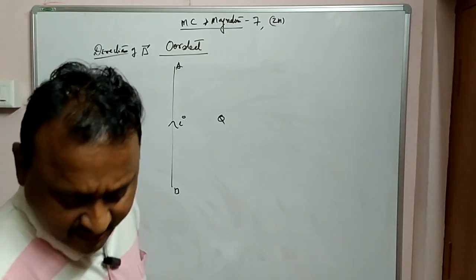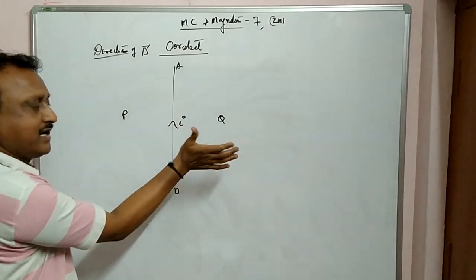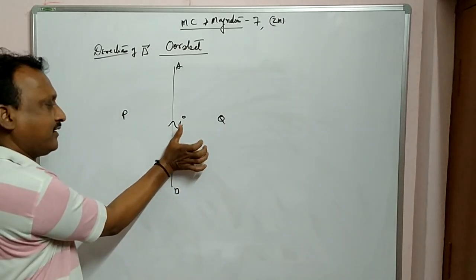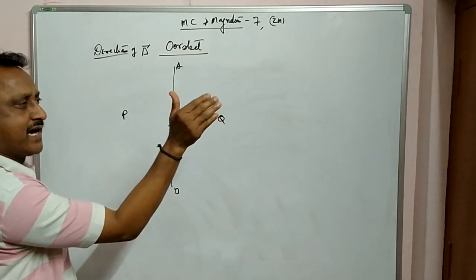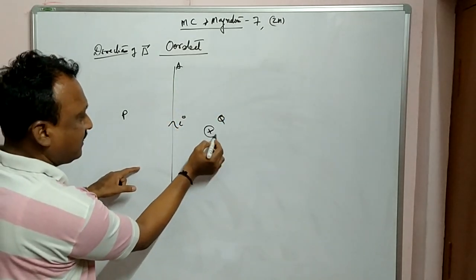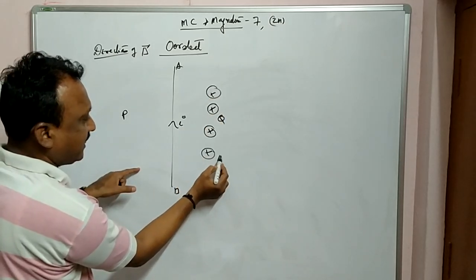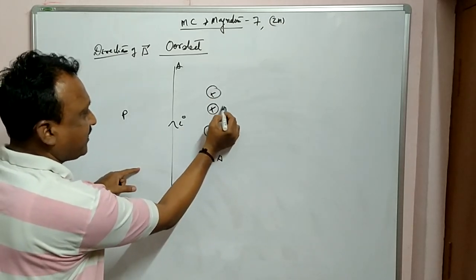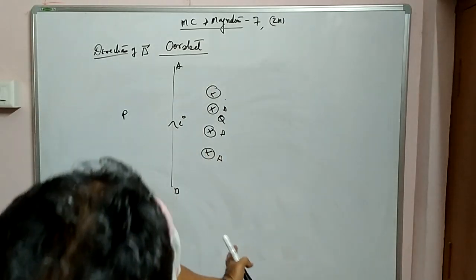For example, if you see carefully here, put your thumb in the direction of current. You can see the magnetic field is going inside. The remaining curling fingers indicate the magnetic field. So here the magnetic field is inside. Clear? And you watch this side.